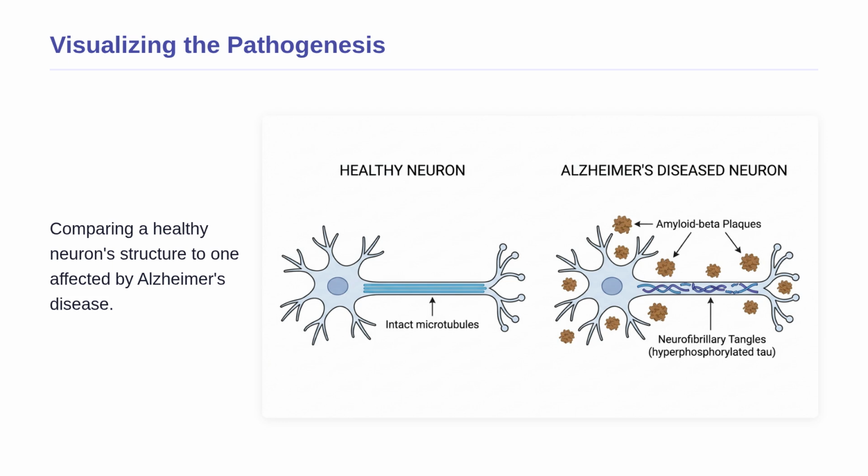Now, look in the diseased neuron on the right. Outside the cell, you can clearly see the brown clumps of amyloid beta plaques blocking the extracellular space. Inside the cell, the once straight microtubules are collapsing into twisted neurofibrillary tangles. This visual perfectly captures the dual extracellular and intracellular attack that suffocates the neural network.